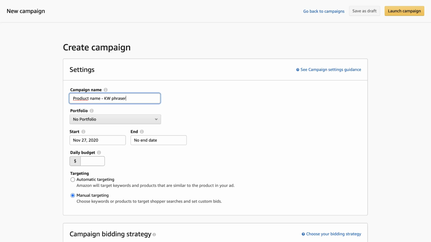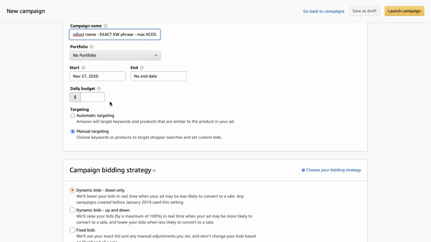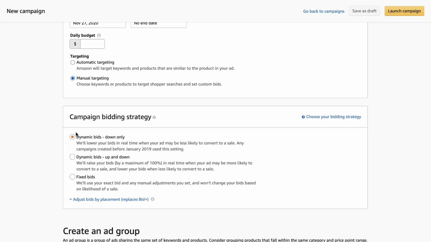Which means that you create a campaign name with the product name, keyword phrase, and max ACOS. You put the exact keyword phrase and match ACOS. This is the campaign name structure we are using, and it's called manual targeting and fixed bids.